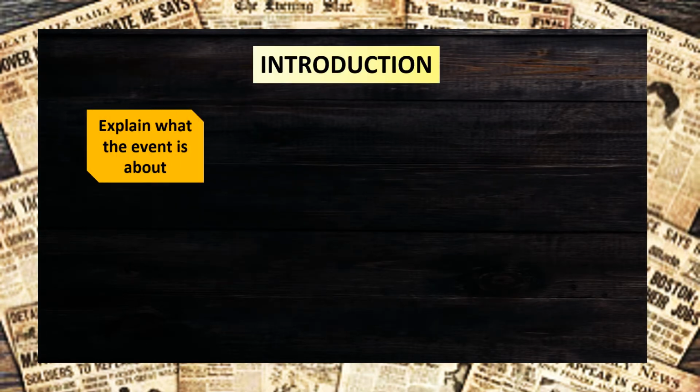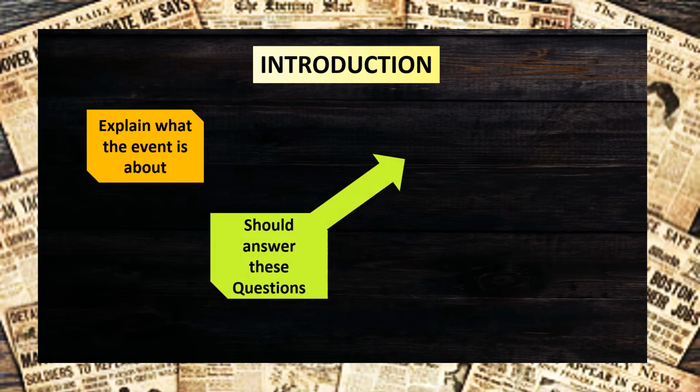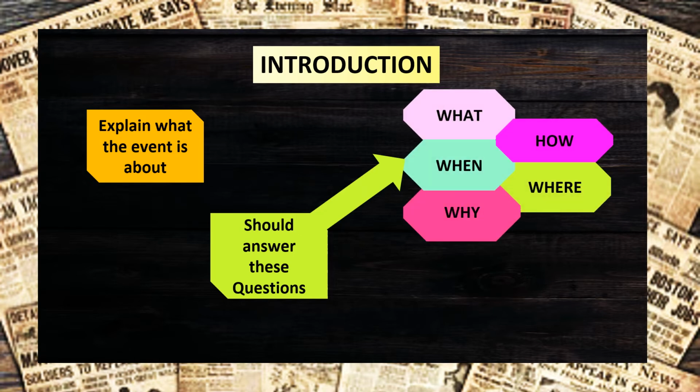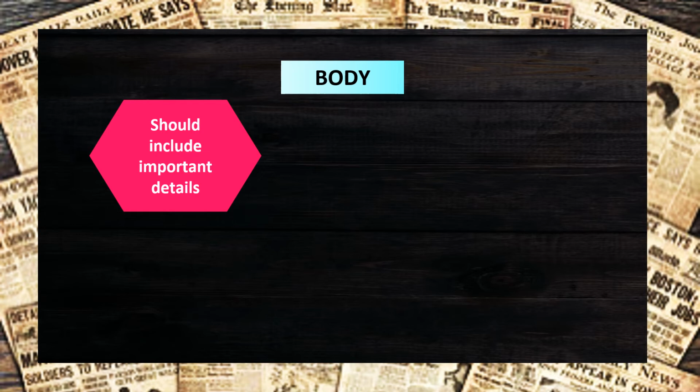Then follows the introduction. So what will go into the introduction? You need to explain what the event is about. And you should answer these questions: what, when, why, how, where. So when you answer all these 5 questions after explaining what the event is about, the whole part of the introduction is complete, followed by the body.